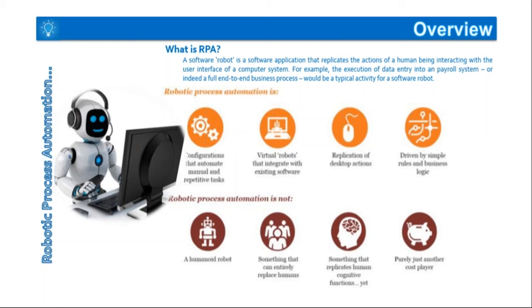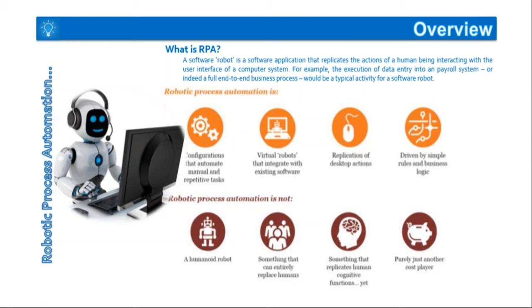Basically, robotic process automation is configuration that automates manual and repetitive tasks. Wherever we do repetitive tasks, I'm going to simply configure it. In robotic process automation we have different tools available. In all the tools, I don't need to write a large number of lines of code. I just drag and drop, set the configuration, and run it, and obviously the application is going to run. That is called configuration that automates manual and repetitive tasks.